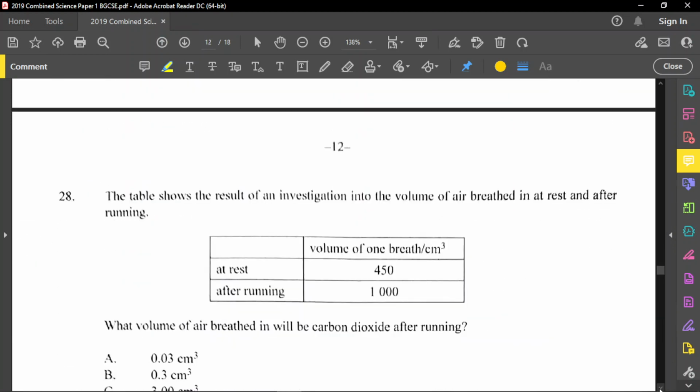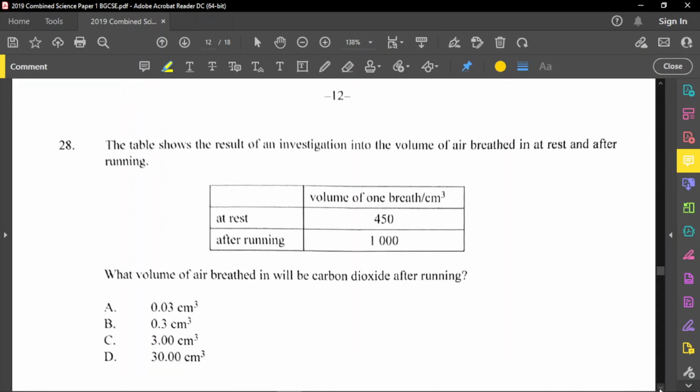All right, 28. The table shows the result of an investigation into the volume of air breathed in at rest and after running. Here we have the amount at rest, and here we have the amount after running. It asks what volume of air breathed in will be carbon dioxide after running. Let's do a quick calculation. First, note the percentage of carbon dioxide taken into the body. You may see two numbers, but generally you will see 0.03.